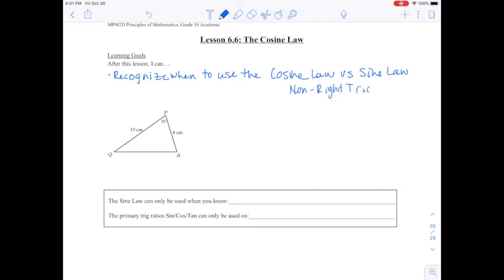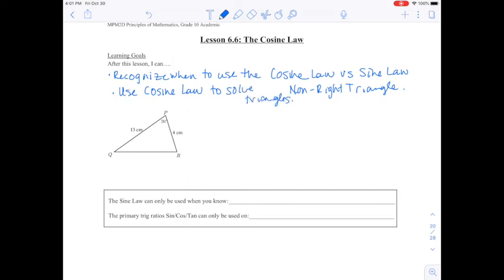Okay, but the second question is about when do I use the cosine law over the sine law, because you can't necessarily use the sine law in every triangle, which we're going to talk about right now. And then I want you to be able to use the cosine law to solve triangles. Sorry for the messy writing there.